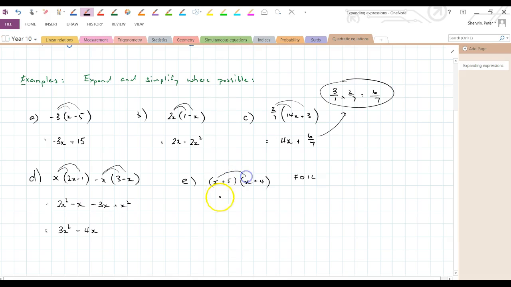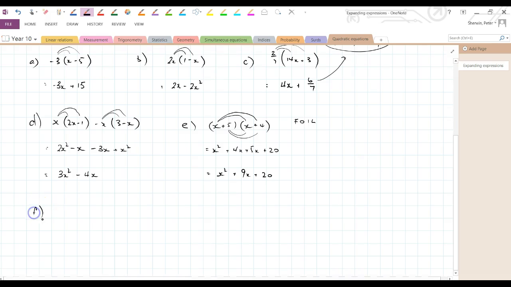So firstly, x by x, x squared, x by 4, positive 4x, x by 5, positive 5x, 5 by 4, positive 20, all positive. x squared. Now 4x plus 5x, that's 9x, 20, and that's that.